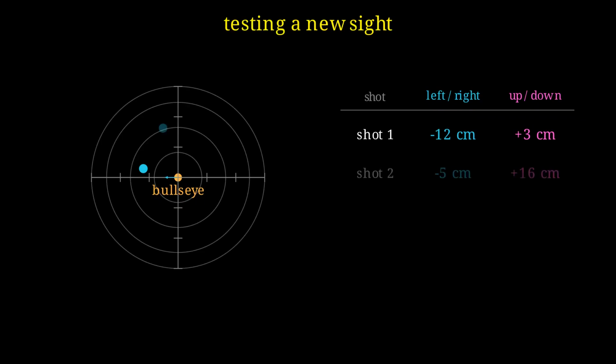A second shot lands 5 centimeters left and 16 centimeters above. A third lands 8 centimeters right and 5 centimeters below. Every shot contributes one left-right measurement and one up-down measurement. The row preserves which two happen together. After 48 shots, the left-right errors form one bell-shaped summary, and the up-down errors form another.